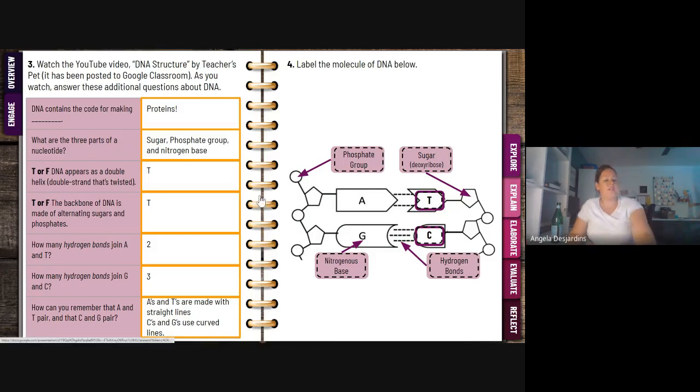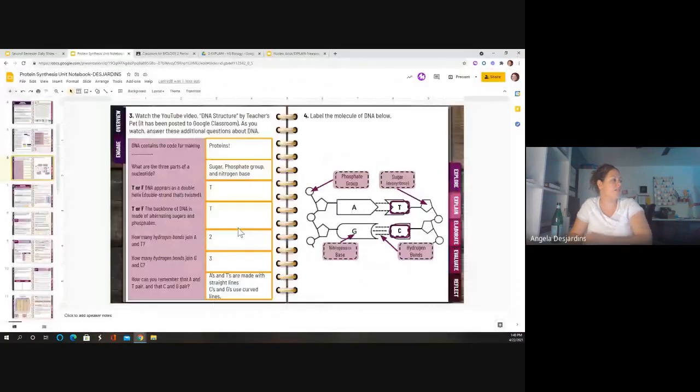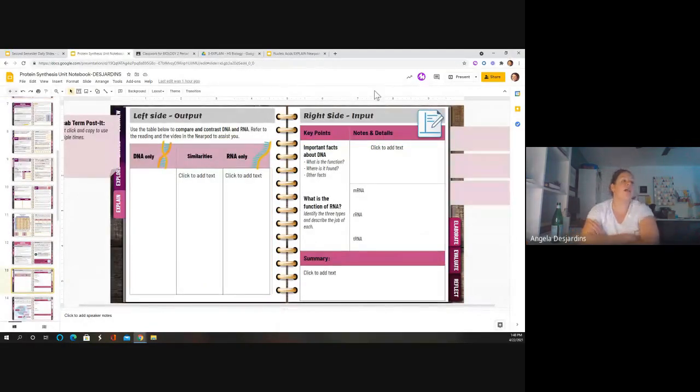Okay. So we're now going to go back and skip over some slides and jump to slide 13. In Google Classroom, you've been assigned a Nearpod where you're going to use the information in the Nearpod to answer the two sides on slide 13, the right-hand side and the left-hand side. On the right-hand side, you're going to talk about the important facts about DNA. So things like what's its function, where is it found, and other important facts.